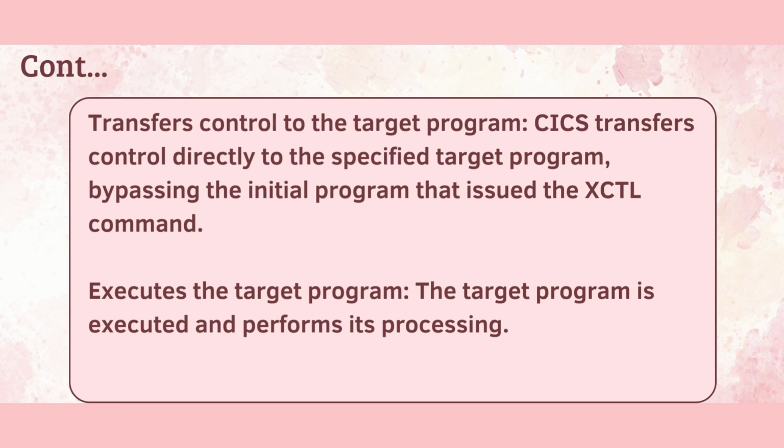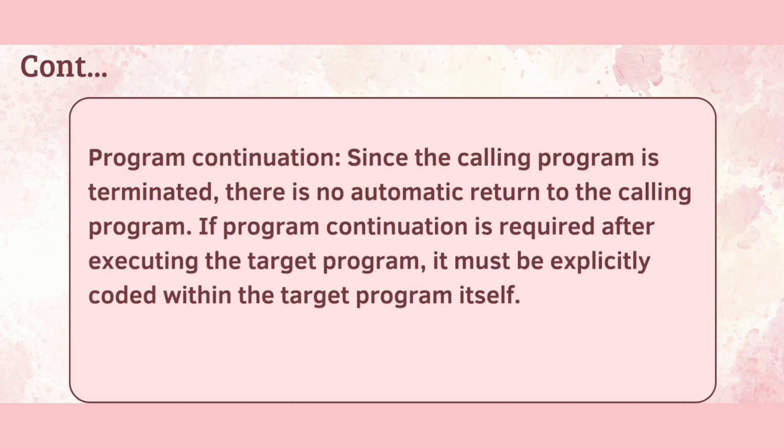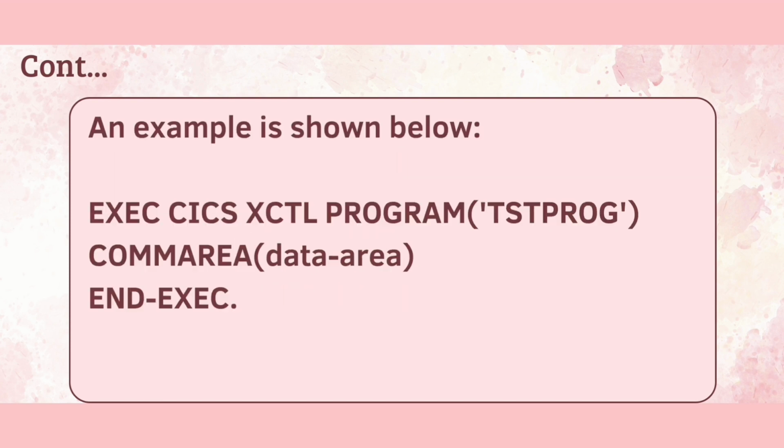Then it executes the target program. The target program is executed and performs its processing. Next is program continuation. Since the calling program is terminated, there is no automatic return to the calling program. If program continuation is required after executing the target program, it must be explicitly coded within the target program itself.